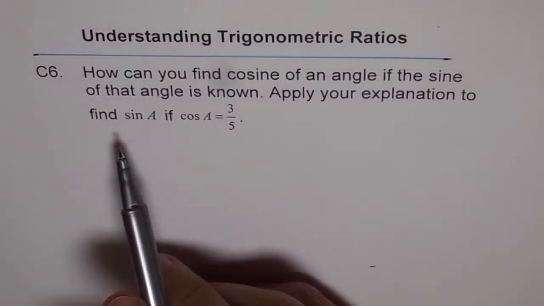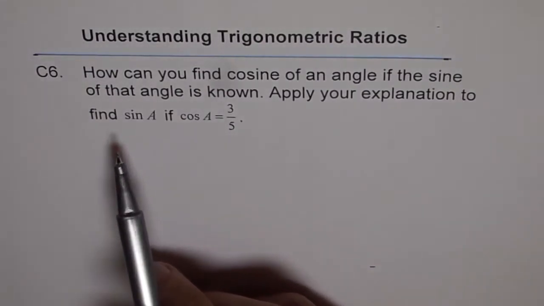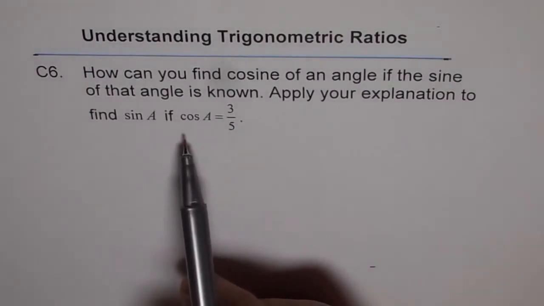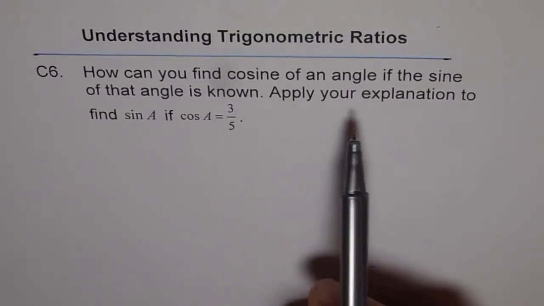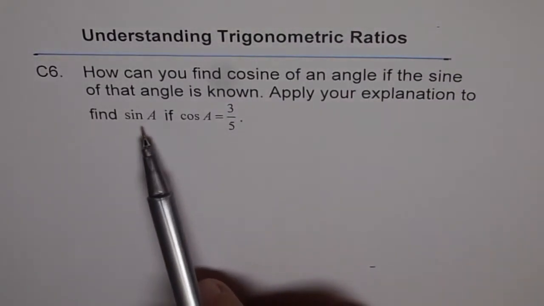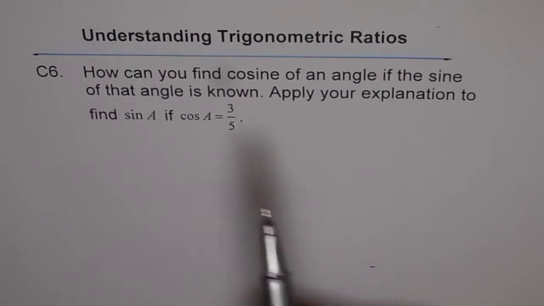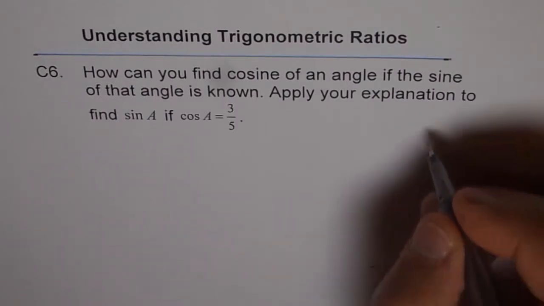an angle is known, and then the second part actually could have been a typing error while I'm doing it. But in any case, apply your explanation to find sine of A if cosine is given, right? So actually we are given cosine, we need to find sine. So either way, both things are important. So the thing here is, if one of the trigonometric ratios is given, how to find the other one? That is what the real question is, correct? So that's what we'll answer here.